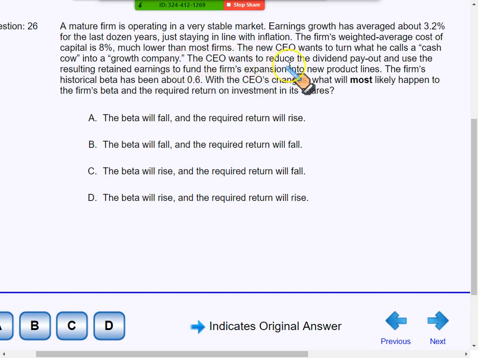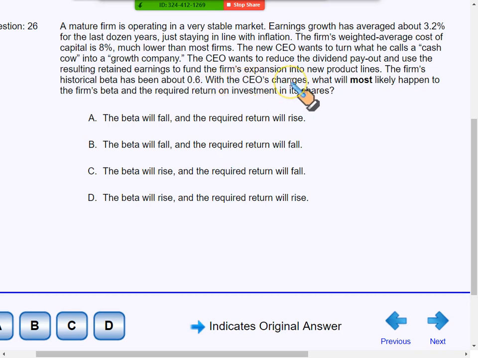The CEO wants to reduce the dividend payout. He wants to pay less dividend to the shareholders and use the resulting retained earnings to fund the firm's expansion into new product lines. And this is what will result in converting this cow into a star. The firm's historical beta has been 0.6, which is very low. It means the company is quite stable. It's quite less risky compared to the whole market.